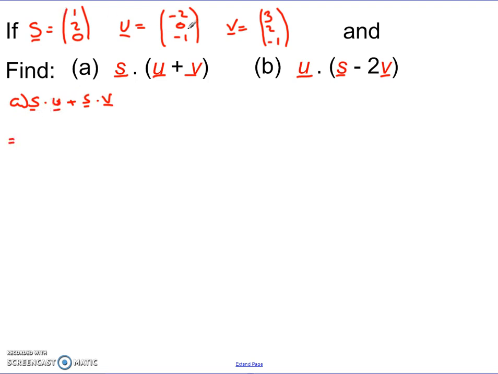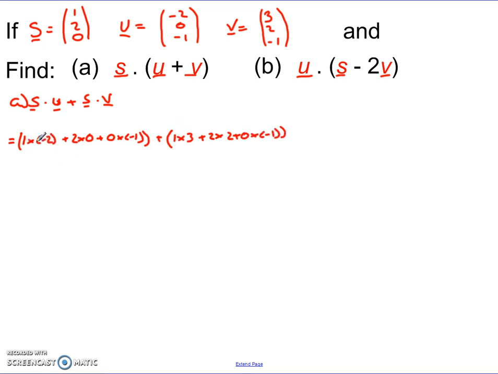So s dot u is the scalar product of these 2 vectors. So in this case that would be 1 times negative 2 plus 2 times 0 plus 0 times negative 1. So there's our s dot u, our scalar product of s and u. We're then going to add on the scalar product of s and v. So that's the scalar product of these 2 vectors. So that's 1 times 3 plus 2 times 2 plus 0 times negative 1. So we do each of these on their own, combine them both by adding them.